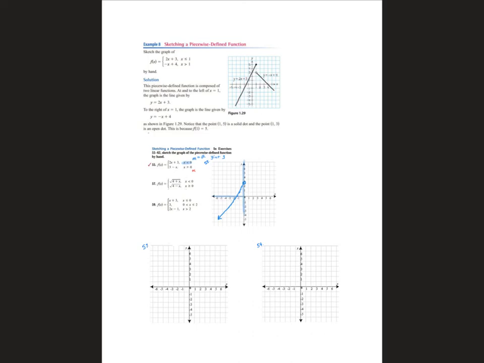The second line, I could rewrite this as negative x plus 3, which would mean my slope is negative 1, and my y-intercept is at 3. So I would go up here to 3, and I would put my dot. And my slope is negative 1, so it's down 1 over 1, down 1 over 1, down 1 over 1. And it's a negative line, so it slopes downwards like this.